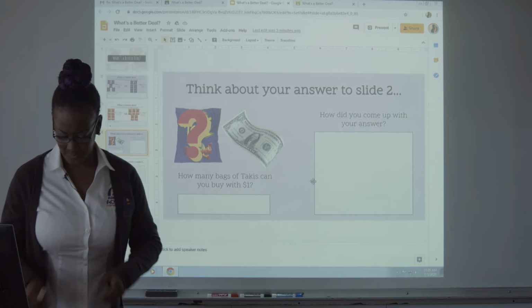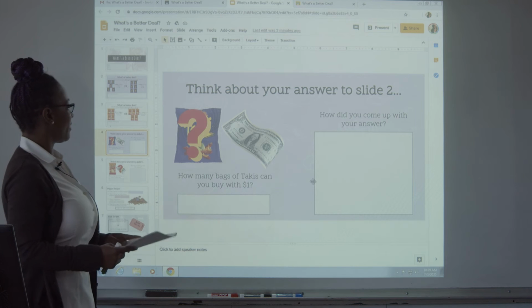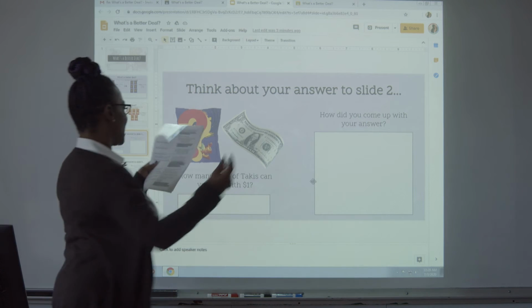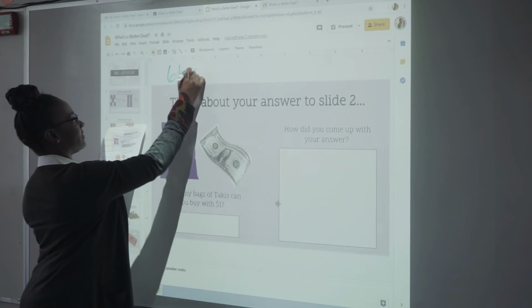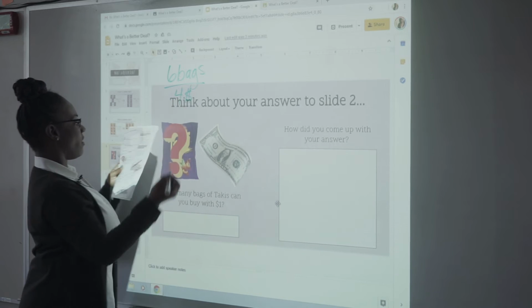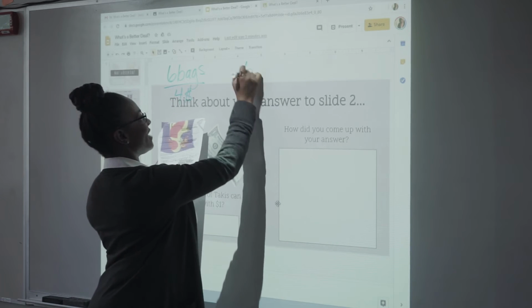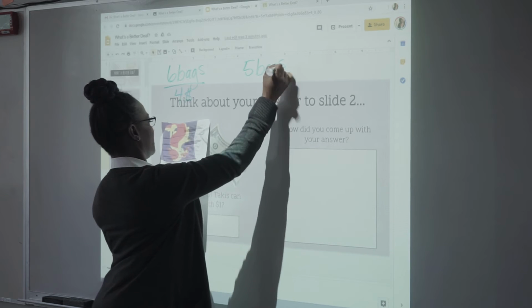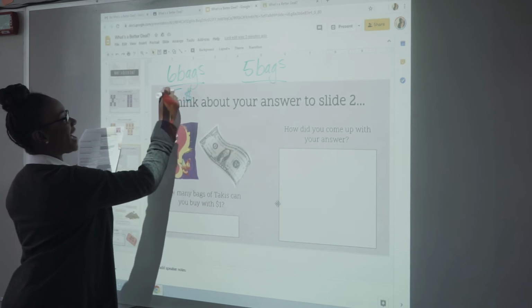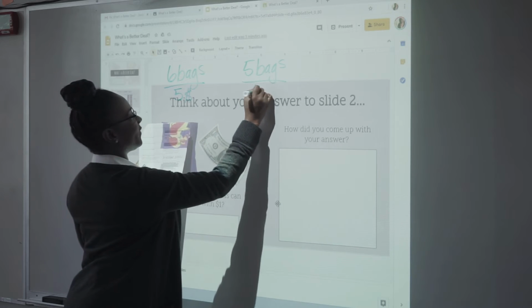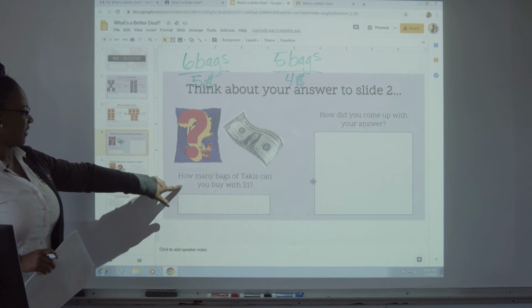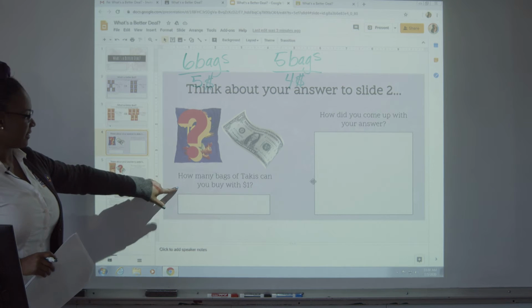Now the Takis, in the example that we were given, you guys remind me, the Takis were 6 bags for $4, or it was 5 bags. See, you guys didn't tell me right. 6 bags for $5 and 5 bags for $4. And so thinking about this, we want to figure out how many bags we can get for $1.